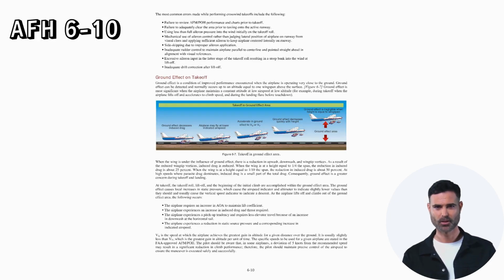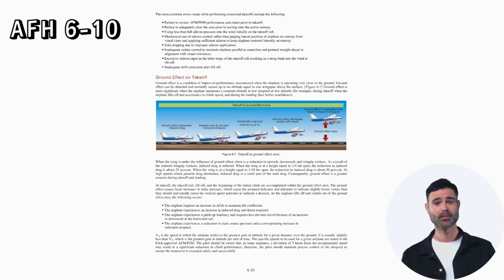The most common errors made while performing crosswind takeoffs include the following: failure to review AFM/POH performance and charts prior to takeoff, failure to adequately clear the area prior to taxiing onto the active runway, using less than full aileron pressure into the wind initially on the takeoff roll, mechanical use of aileron control rather than judging lateral position of the airplane on the runway from visual clues, and applying sufficient aileron to keep the airplane centered laterally on the runway.